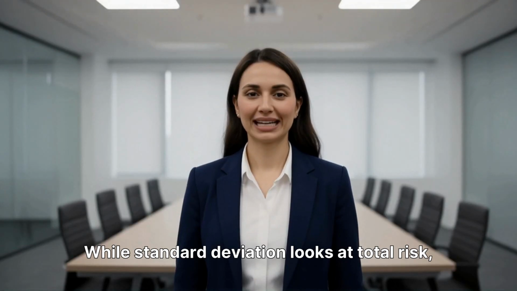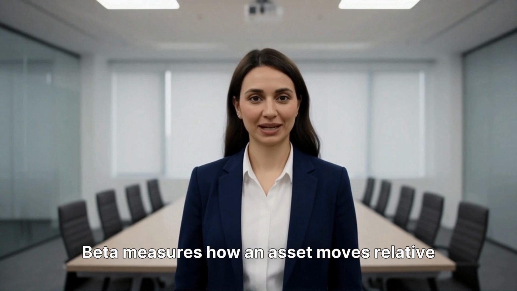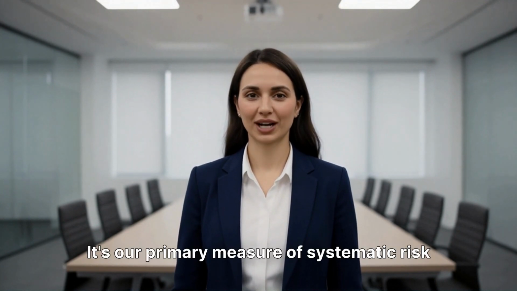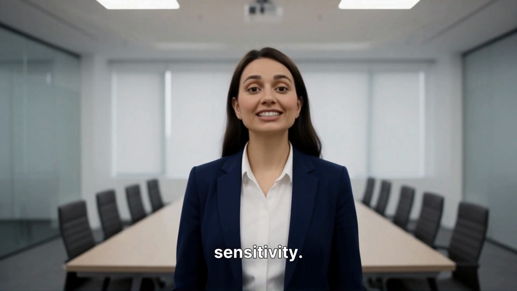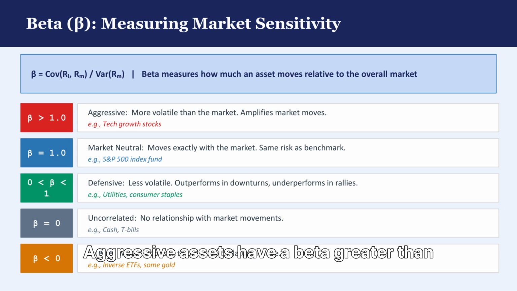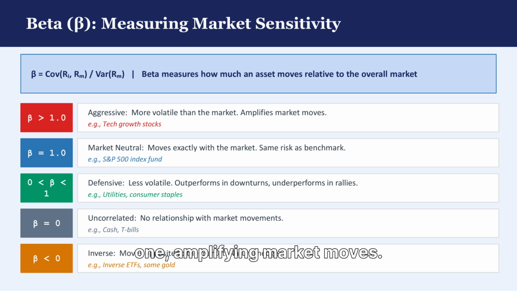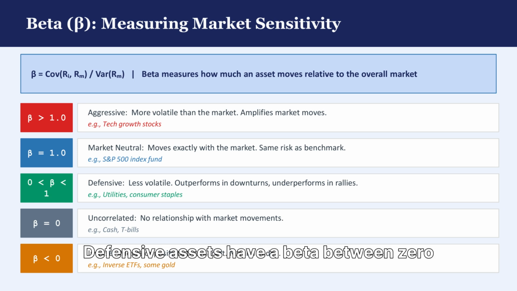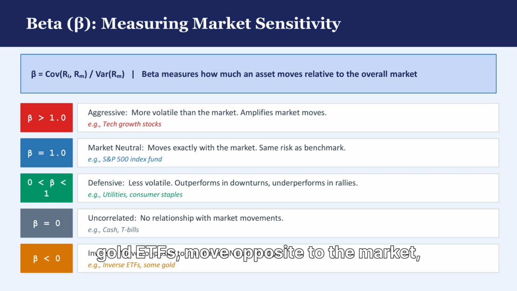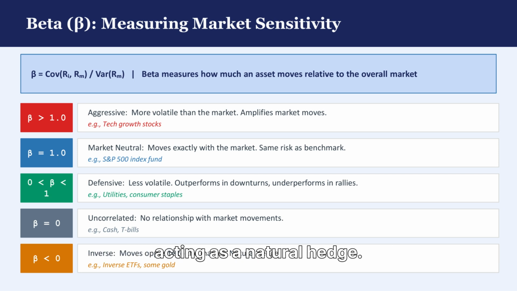While standard deviation looks at total risk, beta measures how an asset moves relative to the overall market. It's our primary measure of systematic risk sensitivity. A beta of 1 means the asset moves in lockstep with the market. Aggressive assets have a beta greater than 1, amplifying market moves. Defensive assets have a beta between 0 and 1, while inverse assets, like some gold ETFs, move opposite to the market, acting as a natural hedge.